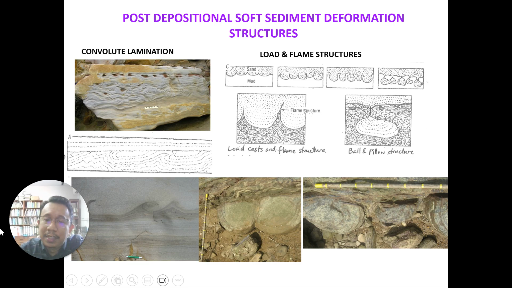All right, so here are some field examples of load structures, flame structures, and ball and pillow structures. These are loads here and here. These are photos from Labuan again, 20 million year old sandstones. Really nicely preserved load casts and ball and pillow structures. These are smaller scale load casts and flame structures. This is a pencil for scale, 13 centimeters. Associated with rocks which are Triassic in age, 230 million years old, near Jerantut, near Kota Gelangi.